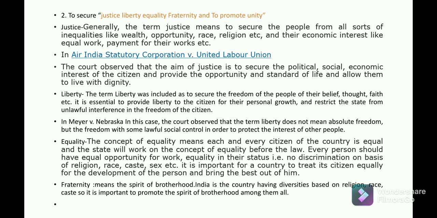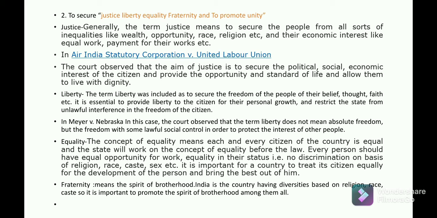Equality. Here the concept of equality means each and every citizen of the country is equal, and the state will work on the concept of equality before law, and every person should have equal opportunity for work, equality in status. There is no discrimination on the basis of religion. There should be no discrimination, and it is also important for the country to treat people equally, for the development of a person and to bring the best out of him.